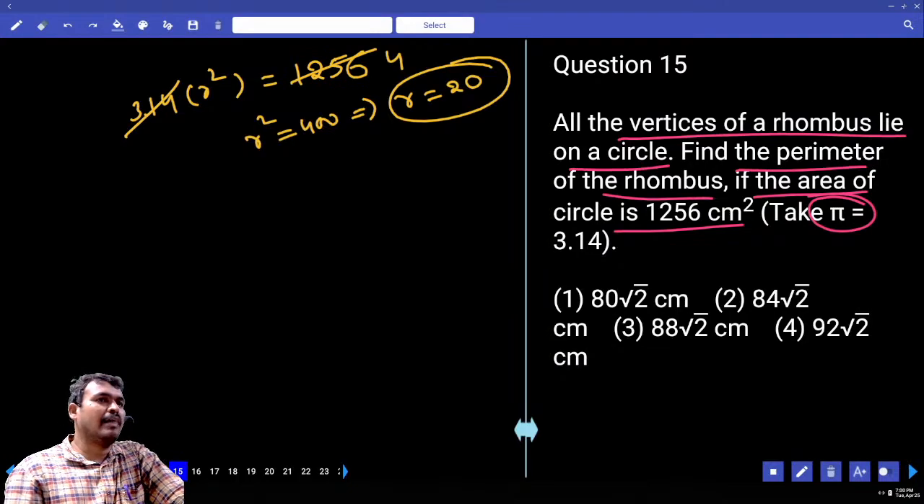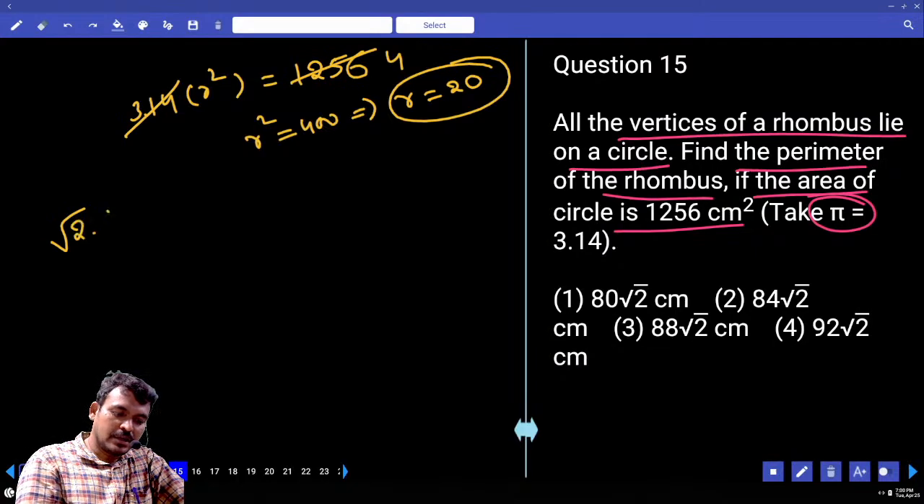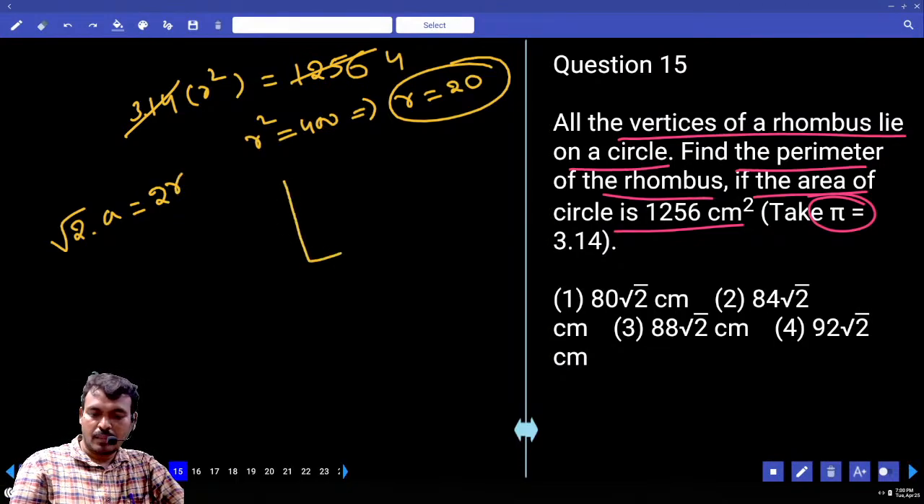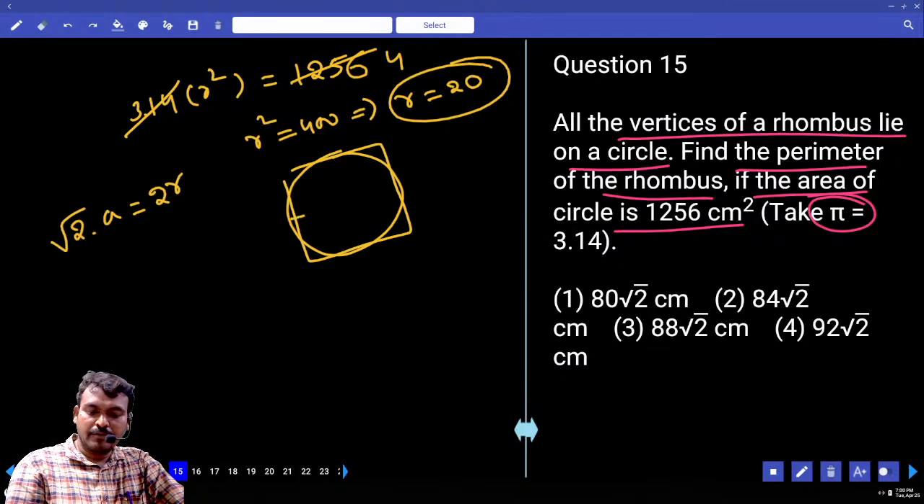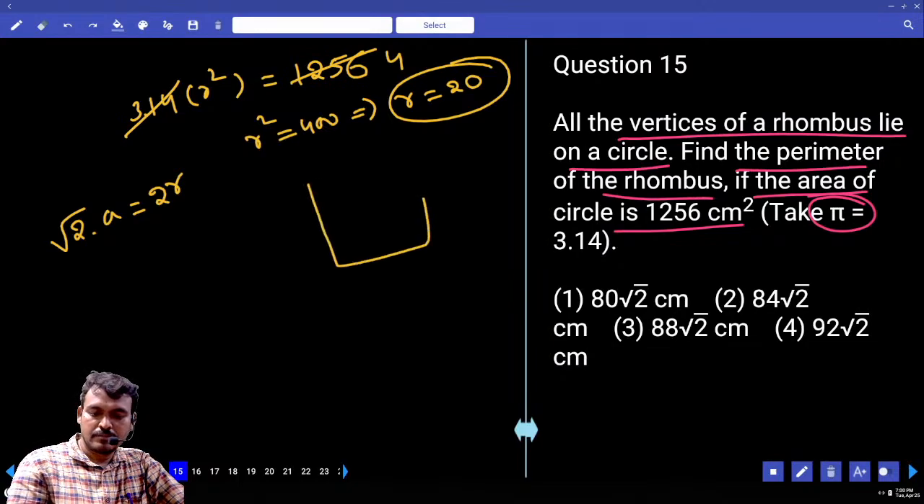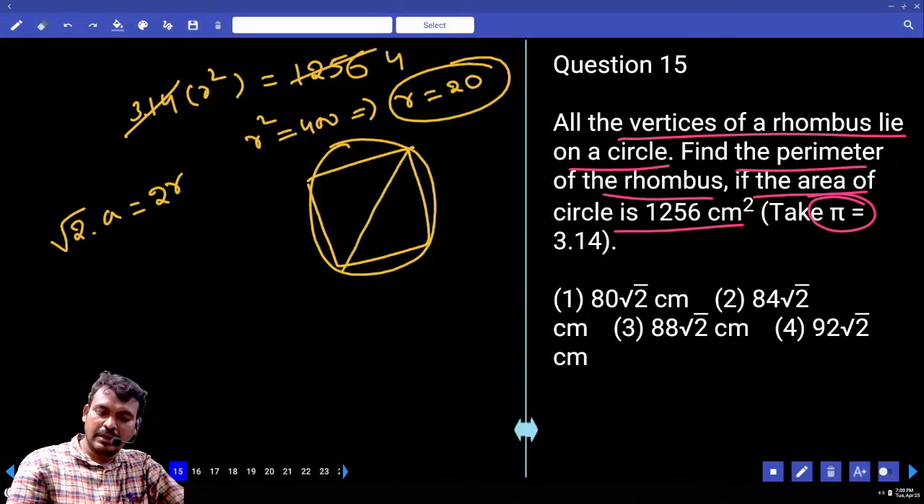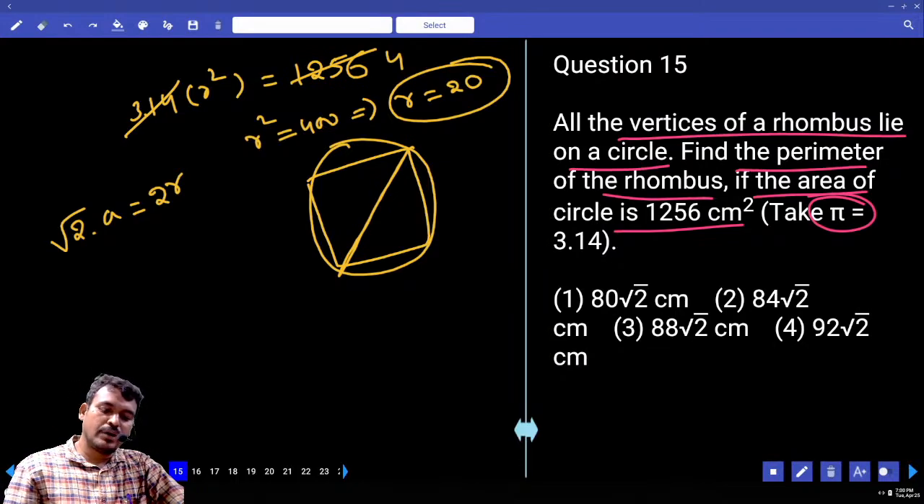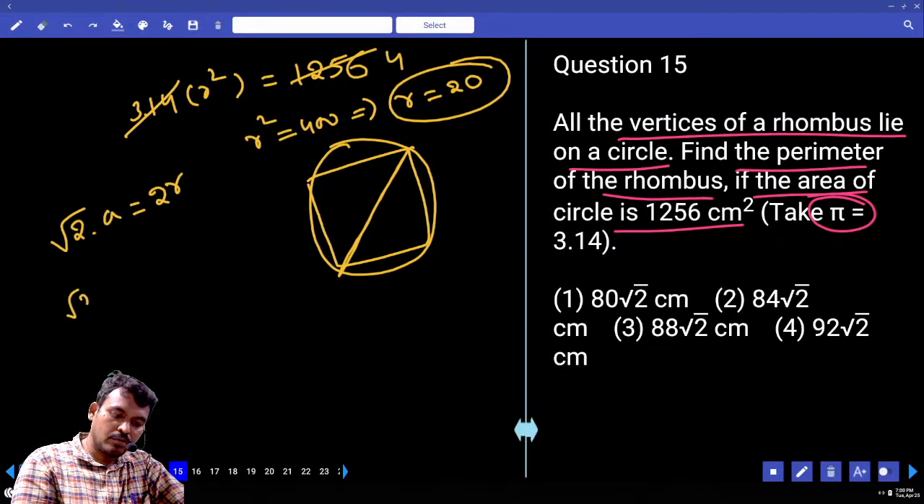Diagonal of a square, it is equal to which one? Diameter of a circle, 2r or r? 2r. Diameter of a circle, it is equal to which one? Diagonal of a square. Then root 2 into a equal to how much? 2r. Root 2 into a.